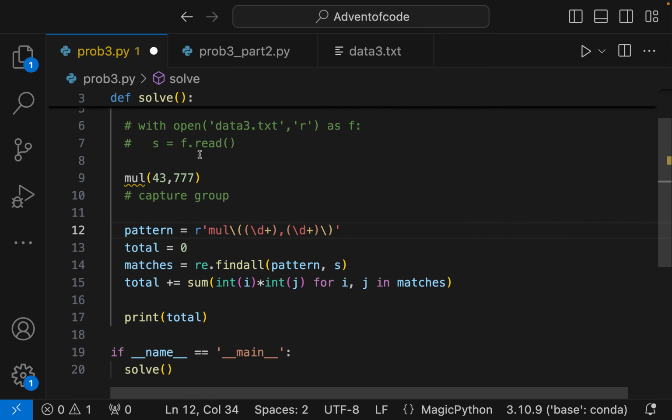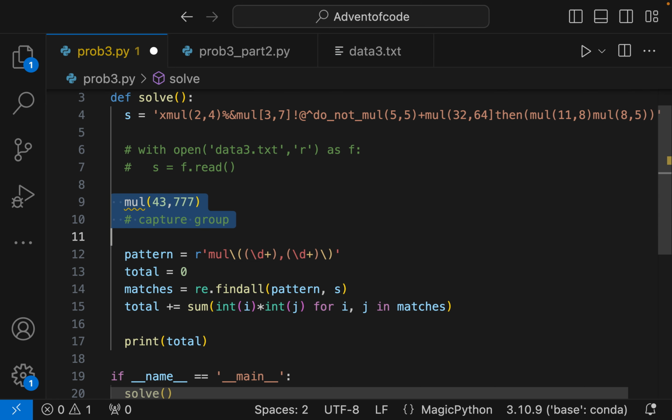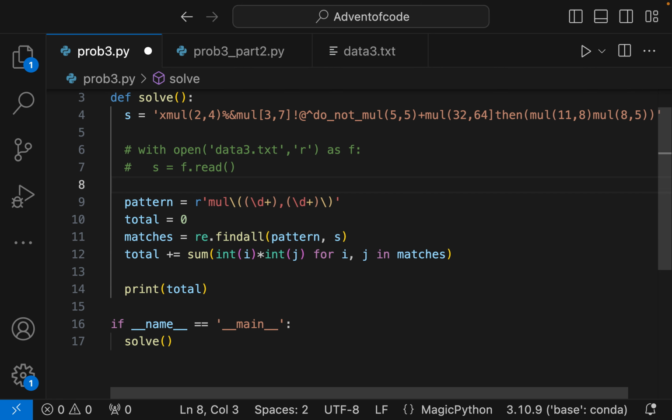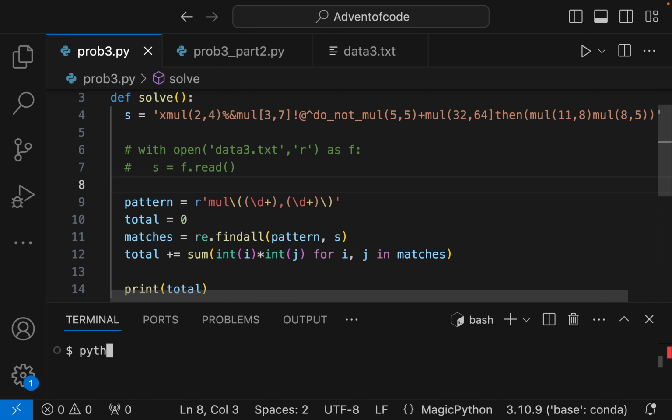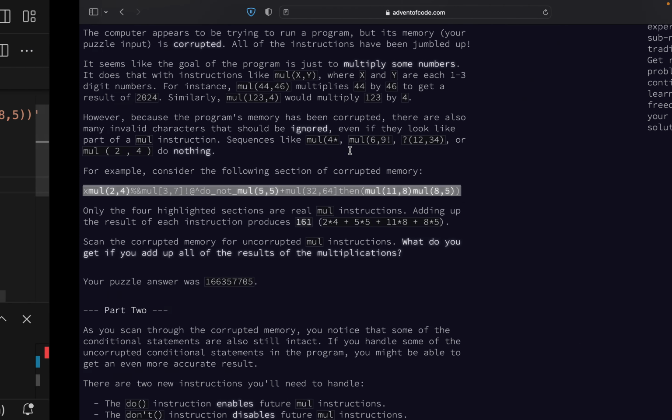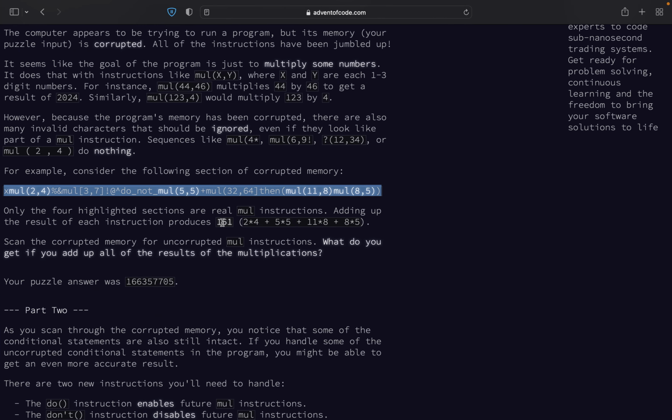These are just for comments, and we can just run it. We'll open this up here, and run the Python program. It prints 161. Let's go back. Yes, that was what we're looking for here: 161. Great.